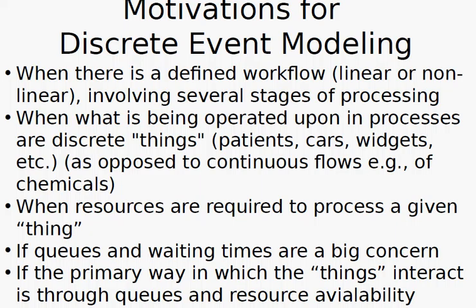Discrete event modeling, well, if there's a defined workflow, right? Remember with those discrete event models, we had these stages of processing of individuals. The individuals flow through and are processed and they're sorted into categories and processed according to well-defined stages of processing. So if there's a defined workflow, it involves several stages of processing. If what is being operated upon are discrete things as compared to continuous flows, like water or chemicals, you don't want to use discrete event modeling to simulate flow of water from one fish pond to another. That would not be a sensible thing. It's discrete things.